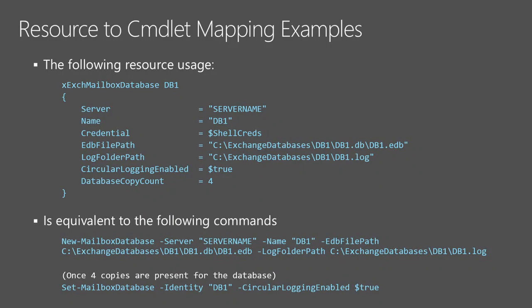So DSC will look at that database copy count. It won't actually enable circular logging until it's detected that all those copies have been added. So all you have to do is set what properties you want on it. DSC will figure out in the background how to actually go about setting those.